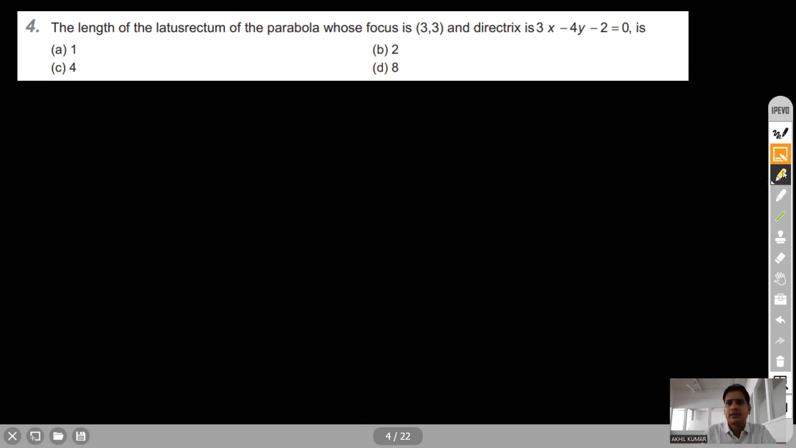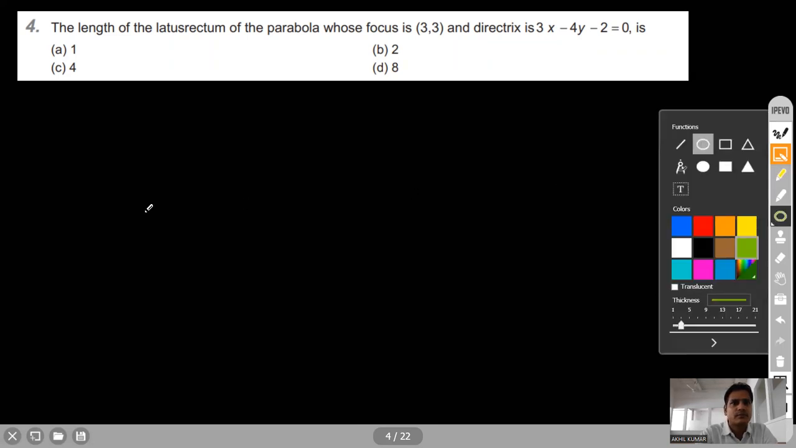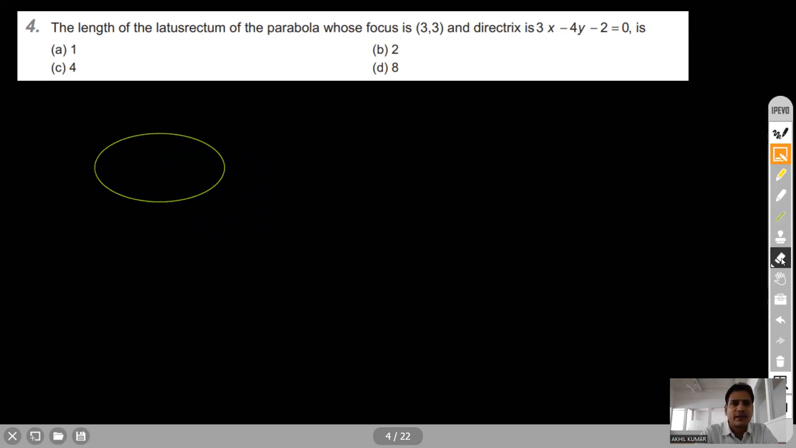In question number 4, it is given the length of the latus rectum of the parabola whose focus is (3,3) and directrix is 3x minus 4y minus 2. Let me draw a rough sketch for this. We are drawing a parabola in this way only, there are no other options. So this is our parabola. Let me erase some part of it.